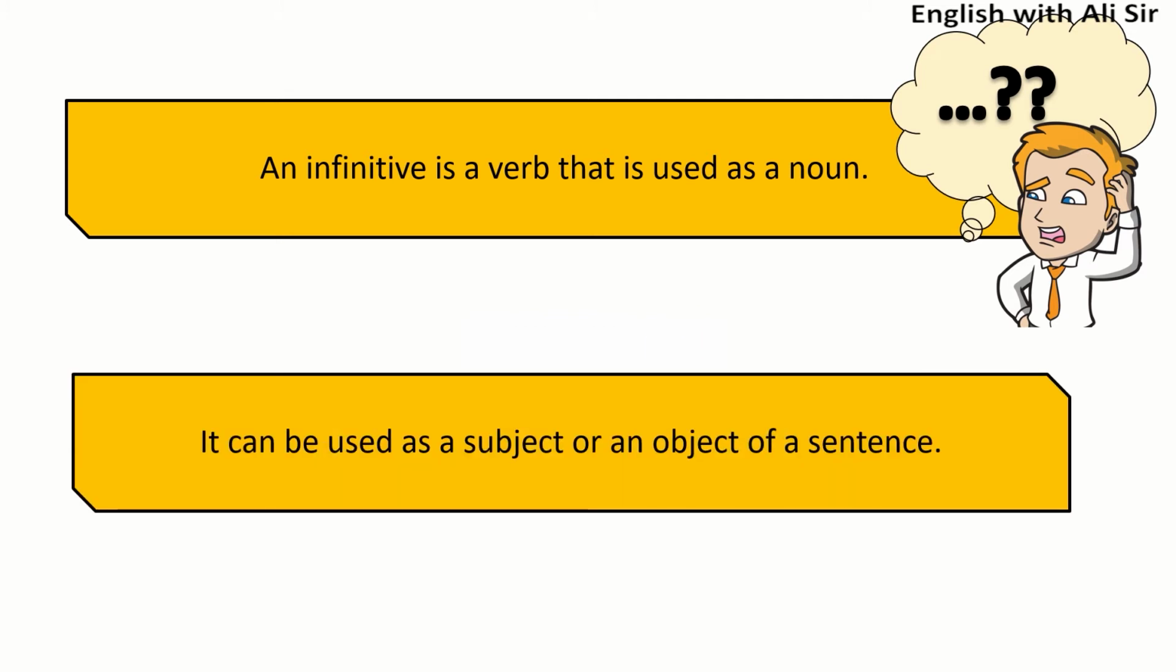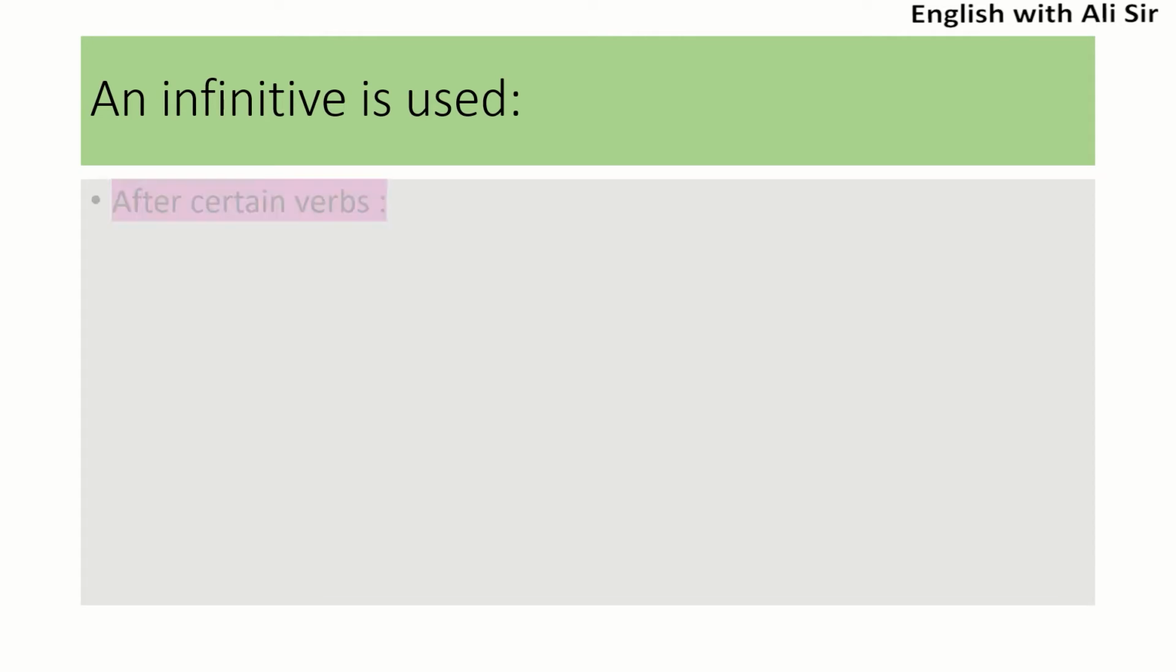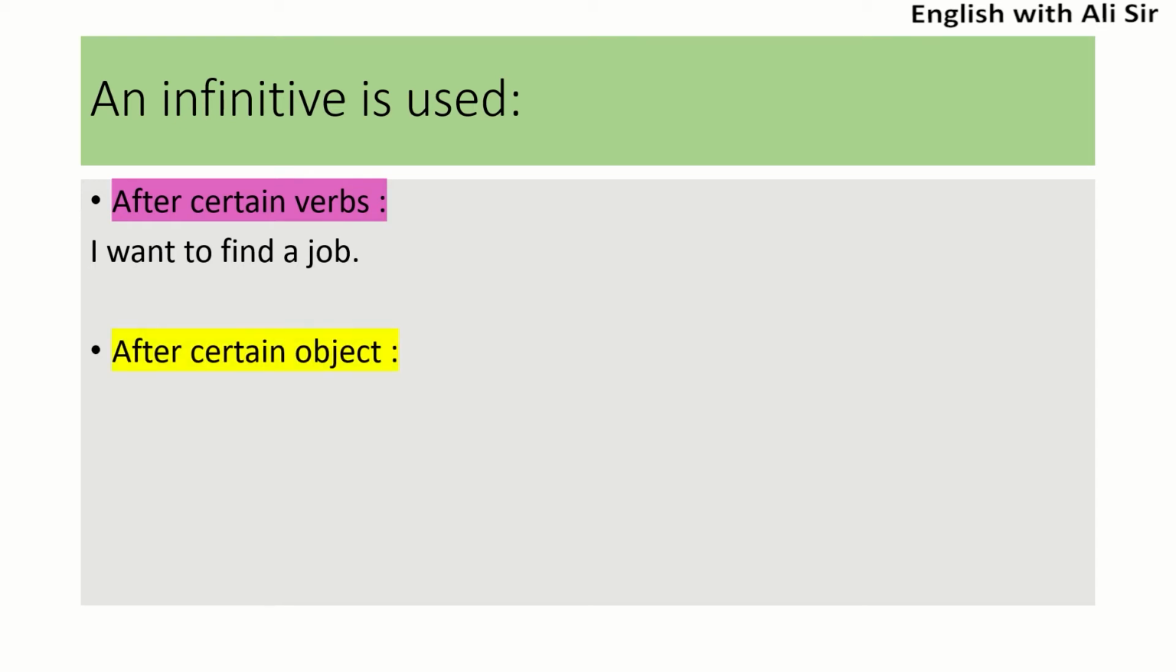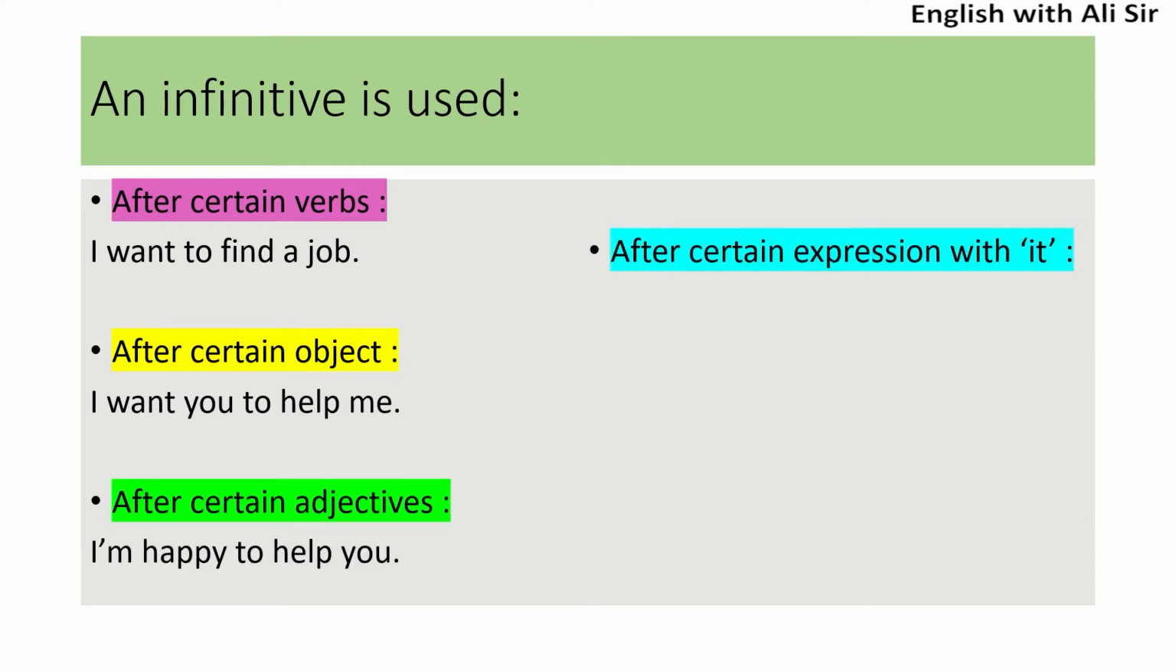An infinitive is used after certain verbs. For example, I want to find a job. After an object: I want you to help me. After certain adjectives: I'm happy to help you. After certain expressions, with it: it is important to tell the truth.